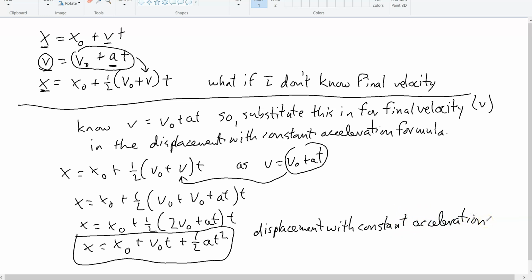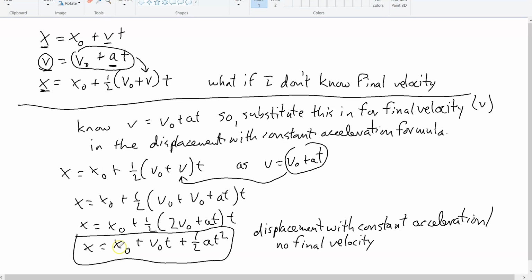Okay, and you're going, wait a minute, Marshall, we just called the other one displacement with constant acceleration. How are we going to make this one different? So we're going to just say displacement with constant acceleration, no final velocity. Because I don't have a final velocity, right? And so if I have the acceleration but no final velocity, I can use this formula. And we'll use this formula a lot, okay?